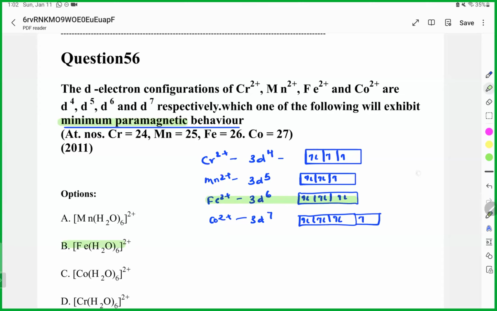Done? Understood, guys? Any doubt? They are asking for minimum paramagnetic, which means there should not be any unpaired electron. In iron, you don't have any unpaired electron. Yes or no? Yes, sir. Done.